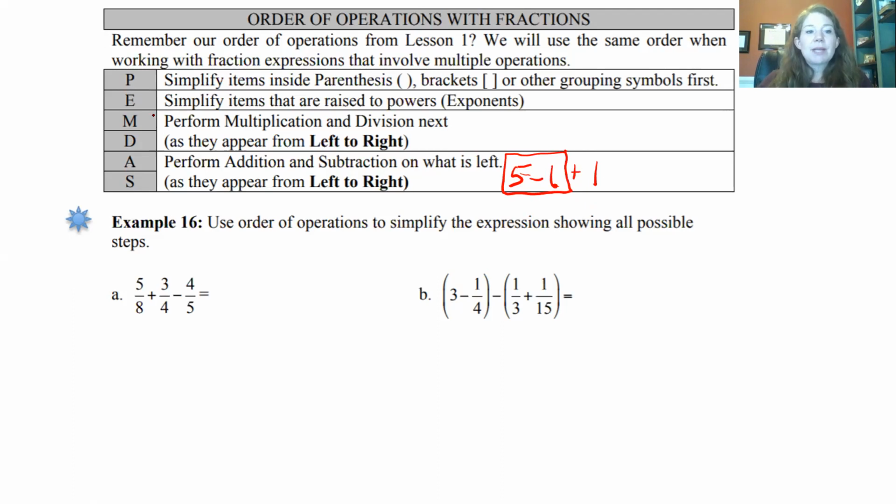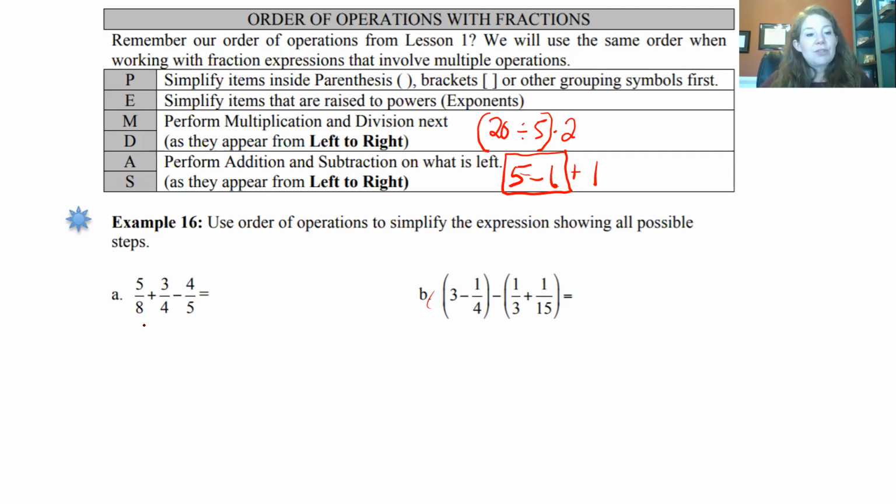Okay, same thing with multiplication and division. If I had 20 divided by 5 times 2, I would have to do this part first because it comes first in the problem with multiplication and division. All right, but anyway, we haven't gotten into multiplication yet. So we're going to look at parentheses and adding and subtracting. So on letter A, we're going to literally do this in order from left to right. Since it's all addition and subtraction, you do whatever comes first from left to right.